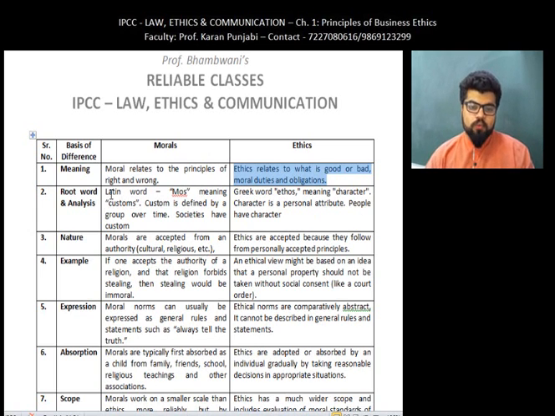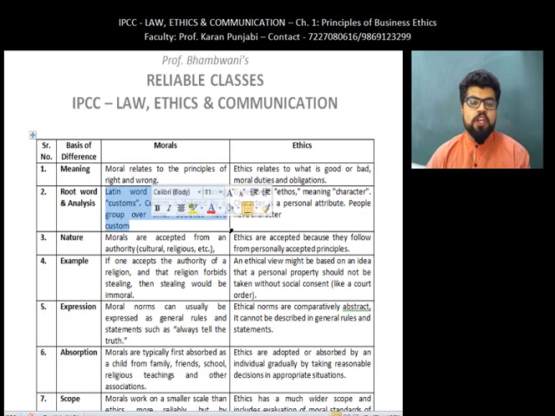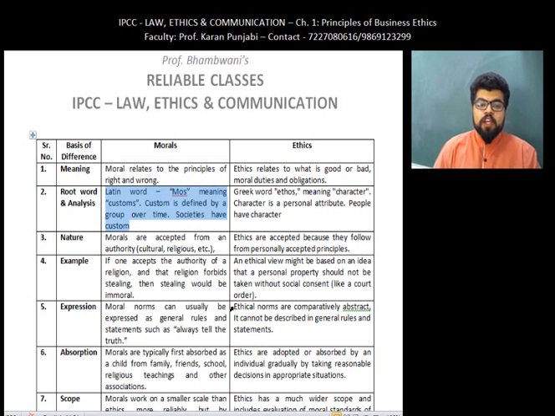Latin word mos, meaning customs. Custom is defined by the group over a period of time. Societies have customs. So when we talk about moral, it is about customs because it is derived from the Latin word mos. Mos means customs, and what is the meaning of customs? Customs is something which is defined by a group over a period of time. And so when we think of society as a group, whatever practices they have decided or they are accustomed with, those practices become our morals.